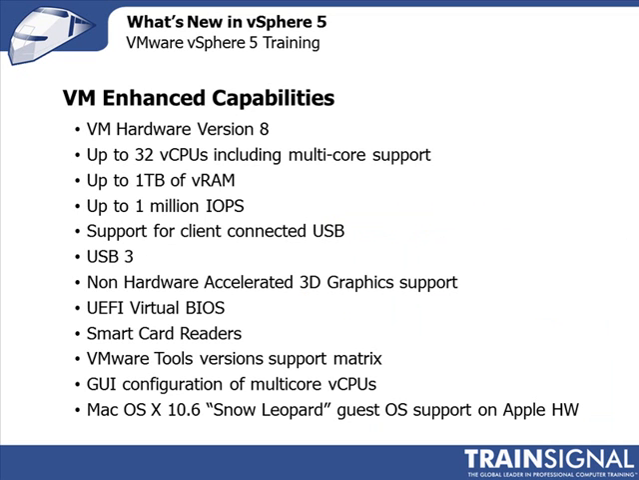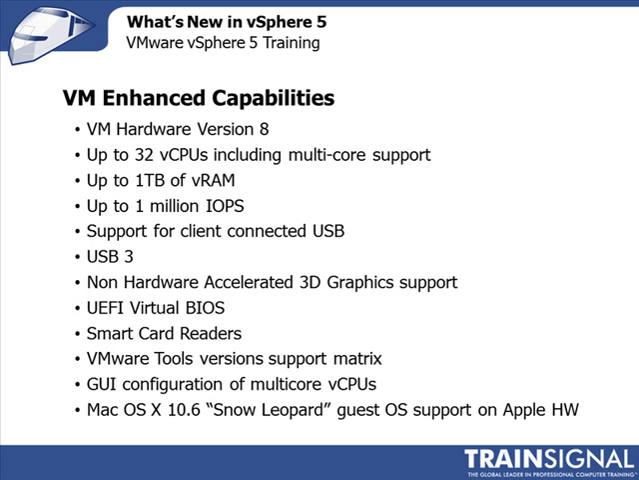All right, so what are the enhancements to the virtual machines? What can you do from a VM perspective? In order to take advantage of everything that vSphere 5 offers, you obviously have to upgrade the virtual machine hardware to version 8. Version 8 is the key to unlocking all of these cool features that we're going to talk about. If it wasn't enough for you, you can now have up to 32 vCPUs, including multi-core support, within your virtual machine.